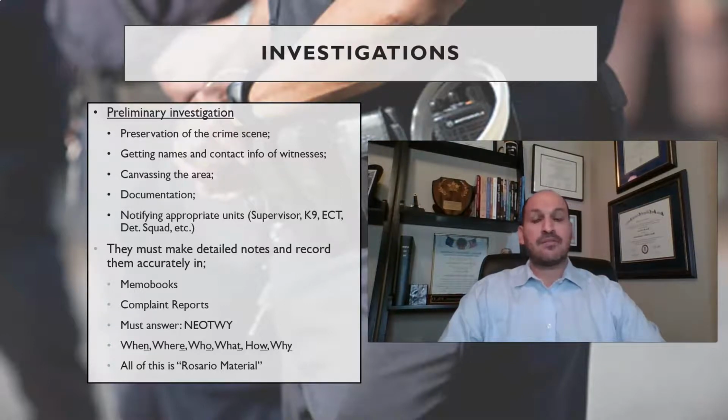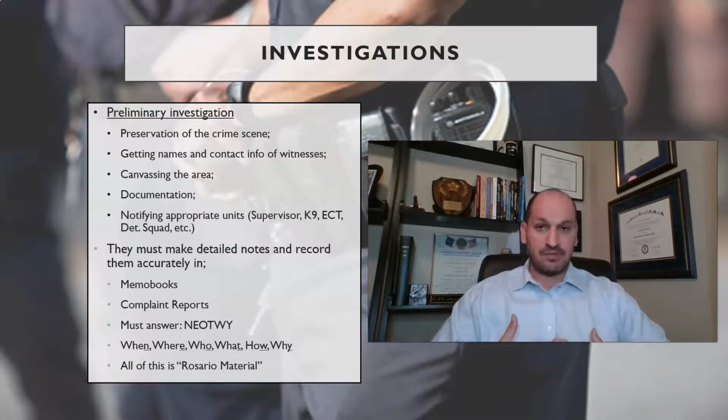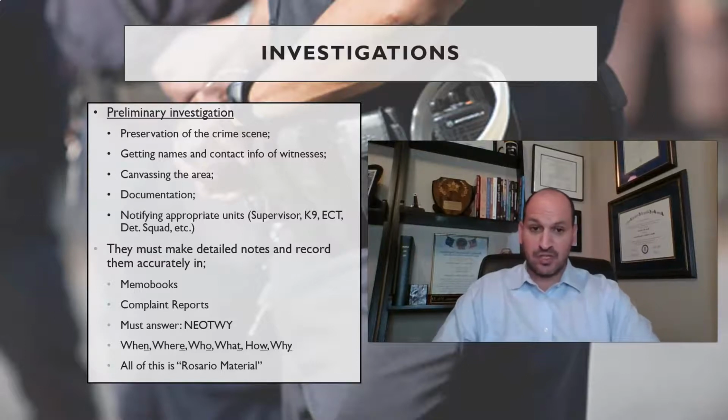And they have to maintain everything that's called Rosario material, any evidence that can be used by the prosecutor or the defense is considered. The police have to protect that Rosario material. A cop goes to a crime scene and conducts a preliminary investigation. They scratch a bunch of notes on a coffee cup because that's all they have with them. Then that's evidence, right? That's evidence.